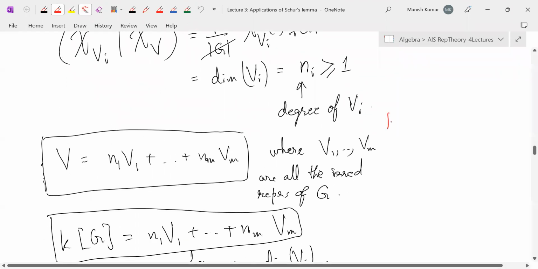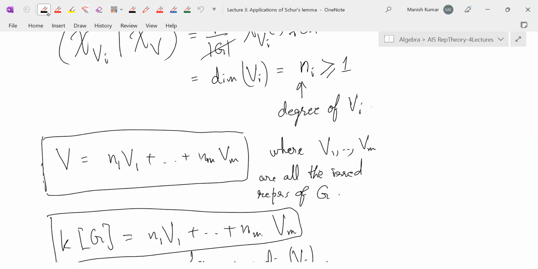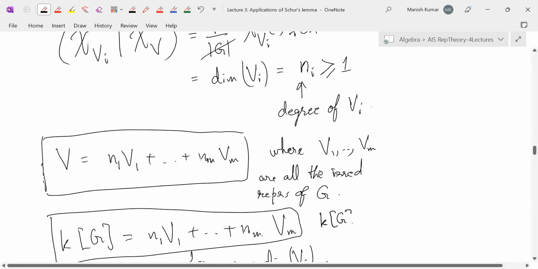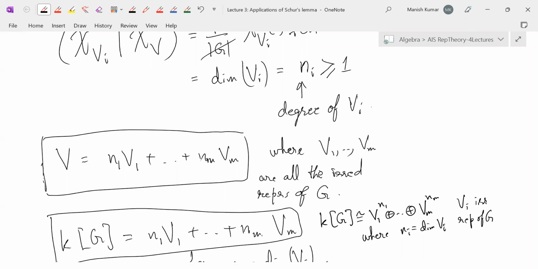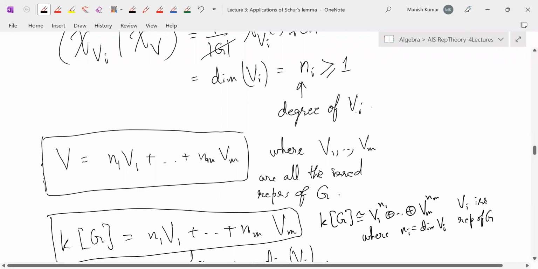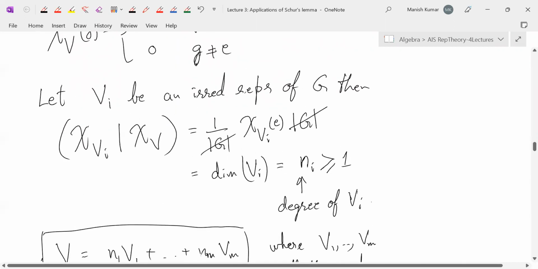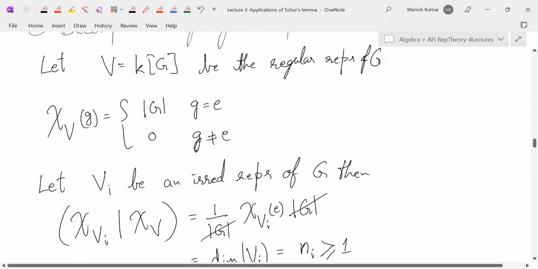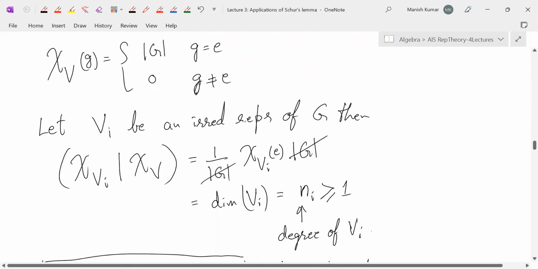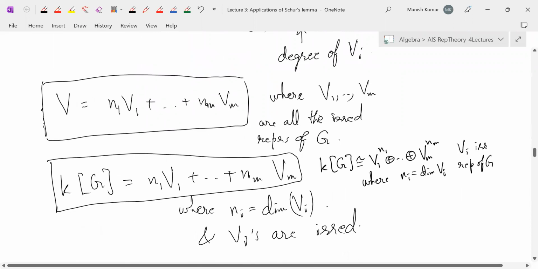Or in the previous notation, what it means is that Kg is isomorphic to V1 power N1 plus up to VM power NM, where Ni is the dimension of Vi, and the Vi's are all the irreducible representations of G. Okay, so this is what the statement is. So what it says is that Vi appears Ni times in Kg. So this in particular also proves that there are only finitely many irreducible representations of G, because this V itself is finite dimensional, so there can be only so many irreducible representations. There cannot be infinitely many.